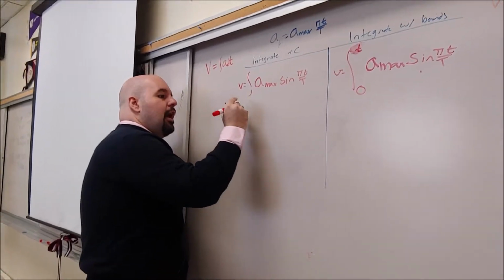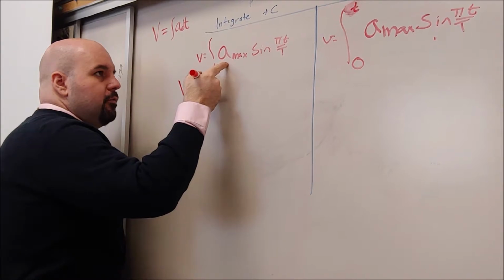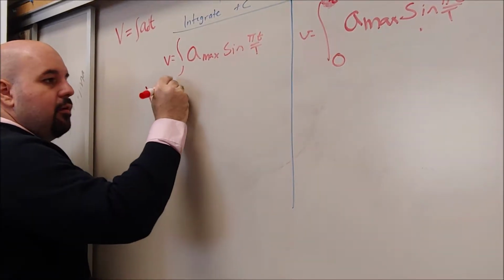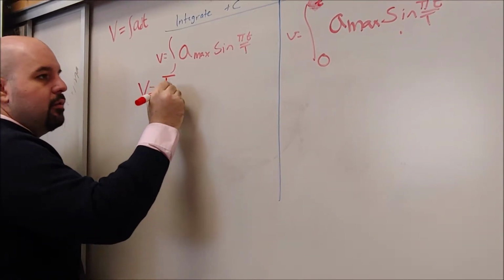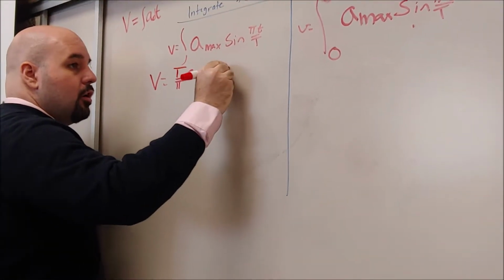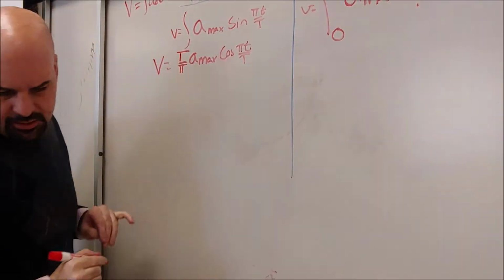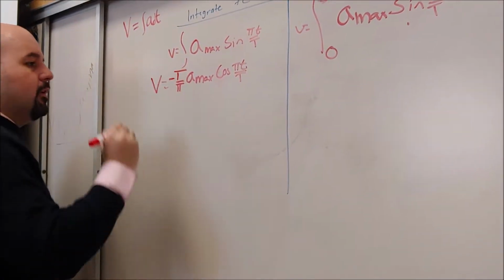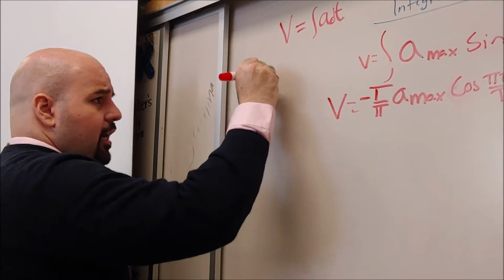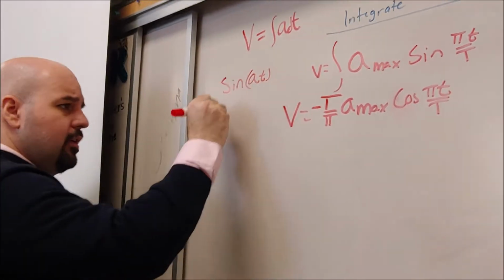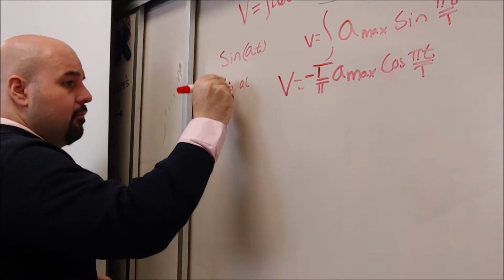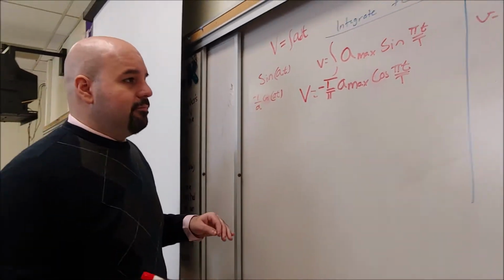Okay, so now I'm going to integrate this. I'm going to get, this becomes, that's right, okay, it becomes this flipped, t over pi, a max cosine pi t over t, and is it times -1? Yes. And I knew that because the integral of sine a t is -1 over a cosine a t. That's the chain rule.